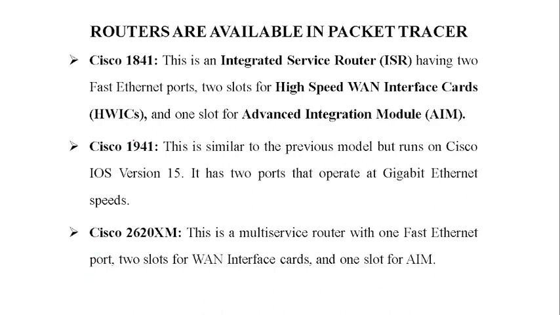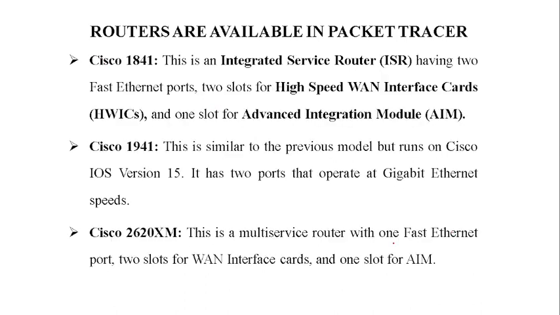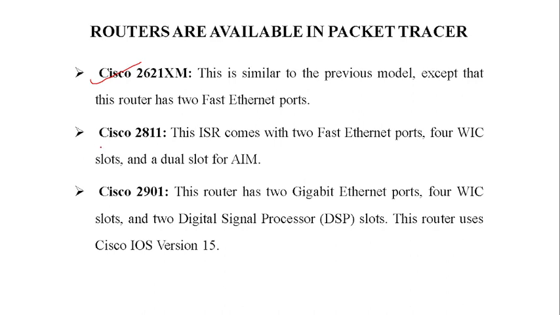Next we have Cisco 2620XM. This is a multiservice router with one Fast Ethernet port, two slots for WAN interface cards, and one for AIM, that is Advanced Integration Module. Next we have Cisco 2621XM. This is similar to the previous model, except that this router has two Fast Ethernet ports. Previously we saw only one Fast Ethernet port, but here we have two. Next we have Cisco 2811. This integrated services router comes with two Fast Ethernet ports, four WAN interface card slots, and a dual slot for advanced integration modules.